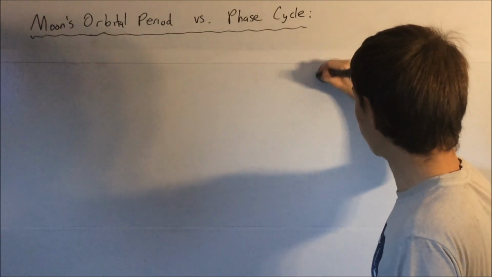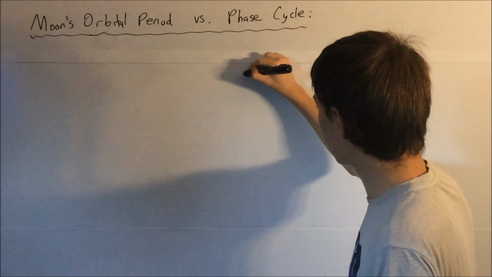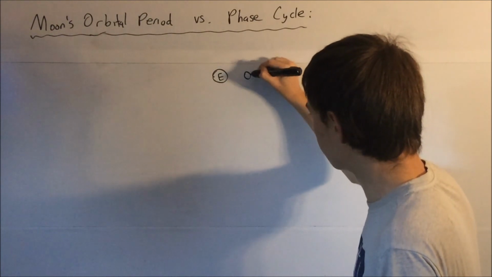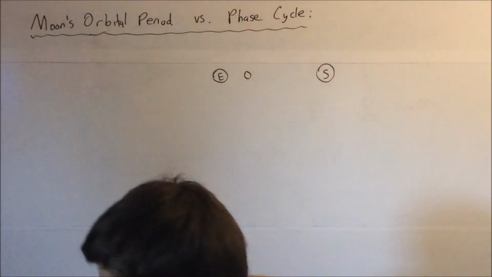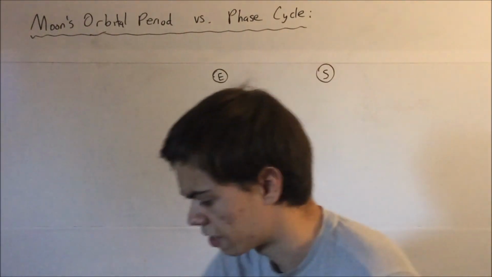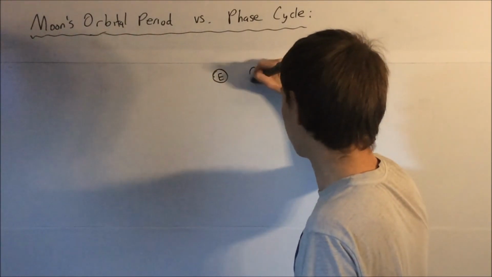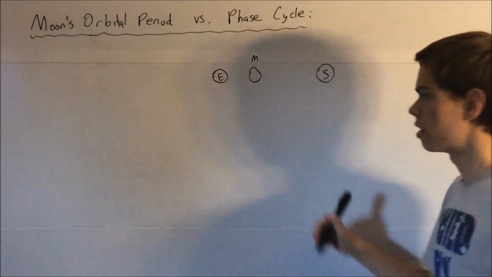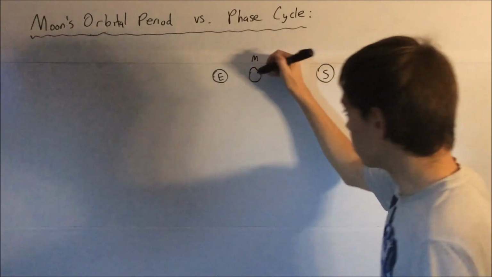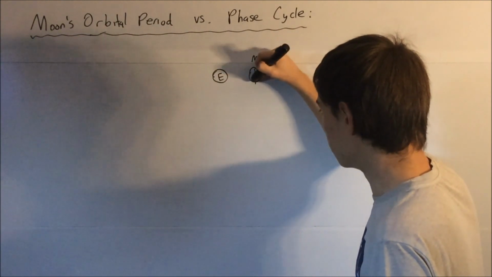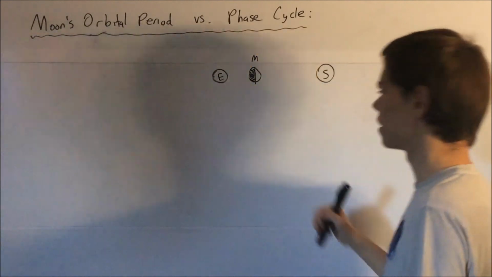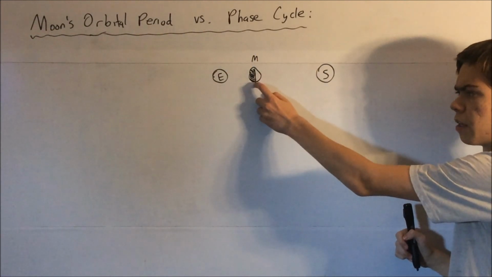Let's say we have the Sun right here, and we have the Earth right here. I'm going to say the moon is right here. Actually, I'm going to make that slightly larger. Size doesn't really matter, I'm just going to call this the moon, even though the moon is slightly smaller than the Earth. Now, at this point, the moon is in the new moon phase. So, I'll represent this as the new moon phase.